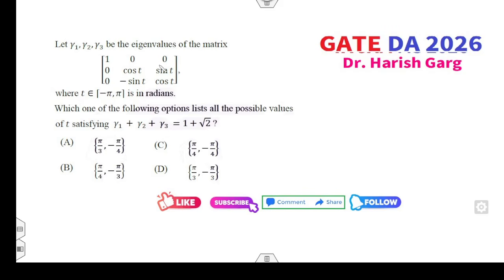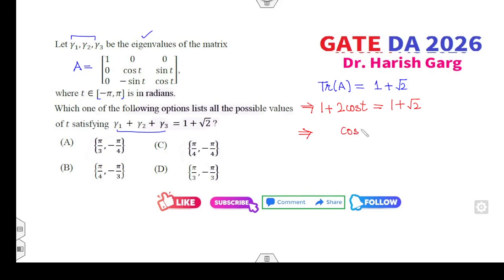If gamma 1, gamma 2 and gamma 3 are the eigenvalues of the matrix where t lies between minus pi to plus pi, which one of the following is a possible value of gamma 1 plus gamma 2 plus gamma 3? If the gamma i's are the eigenvalues, that means it's the trace of the matrix, which is equal to 1 plus root 2. Can you find the trace of the matrix from the given? That will be 1 plus 2 cos t, which is 1 plus root 2, which implies cos t is equal to 1 by root 2.